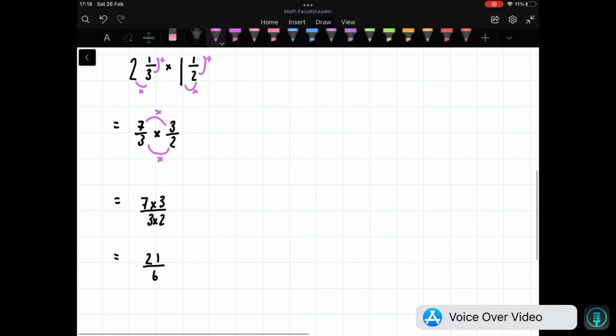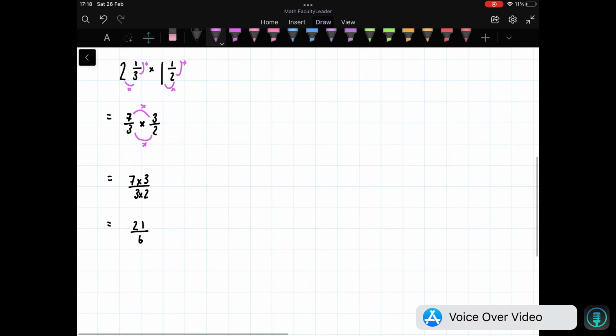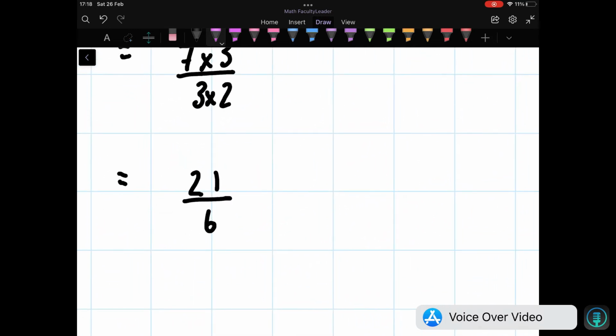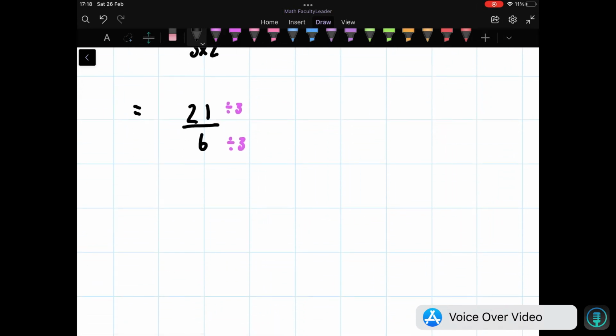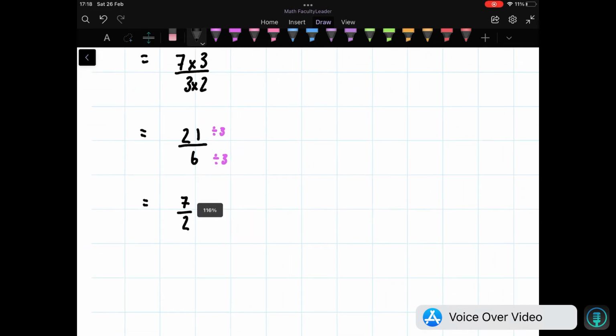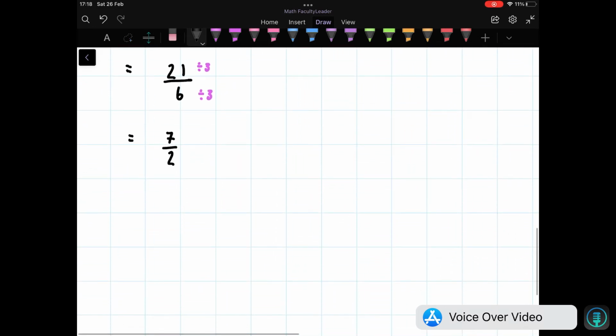Again, we mustn't stop there, as the final answer fraction can still be simplified. We can take out a common factor of 3 to give us 7 over 2. Since the question contains mixed numbers, we should convert the final answer to a mixed number to give us 3 1/2.